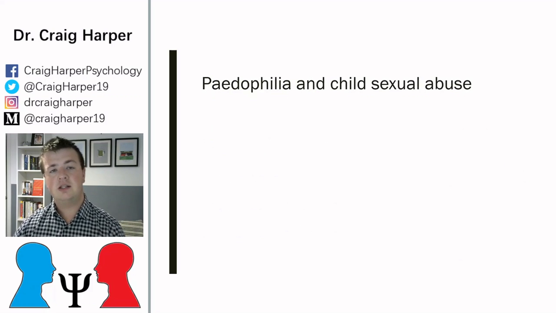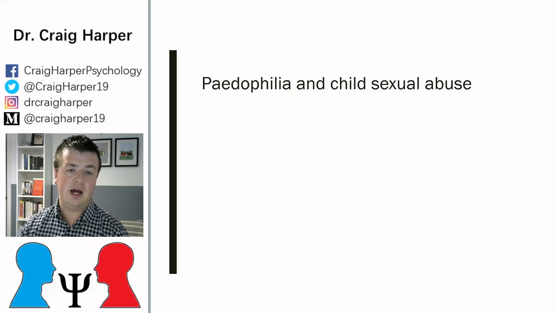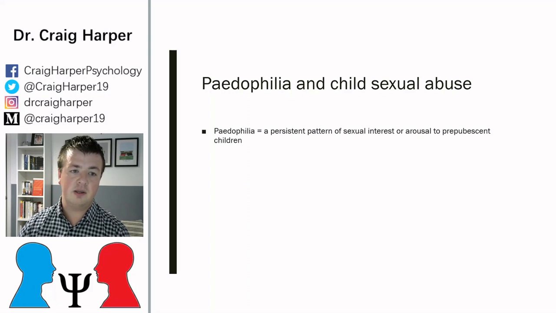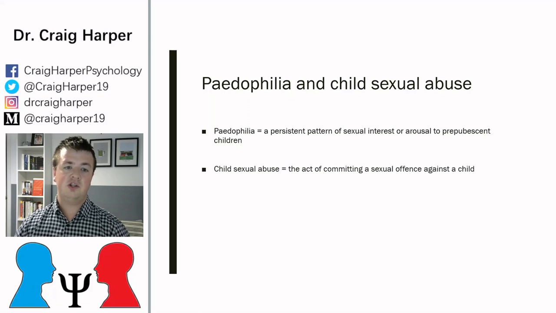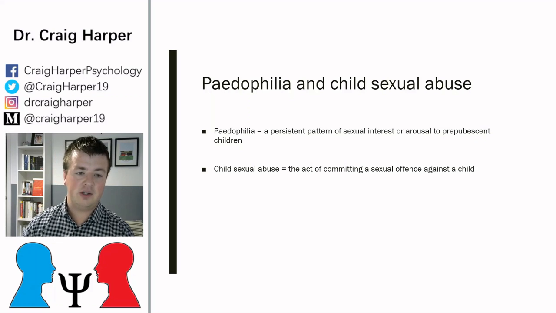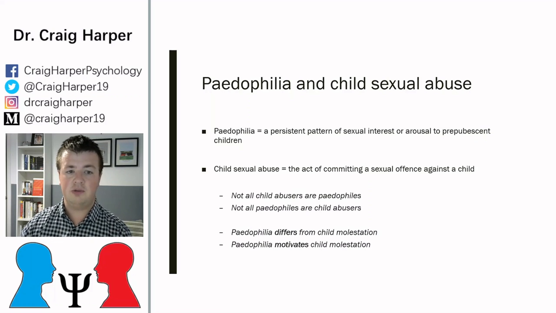So just to reiterate, the differences between paedophilia and child sexual abuse is that paedophilia is a persistent pattern of sexual interest or arousal towards prepubescent children. Child sexual abuse is the act of committing a sexual offence against a child. Now, these are different things. Not all child abusers are paedophiles, and not all paedophiles are child abusers. It's a really important distinction to make in this area of research.